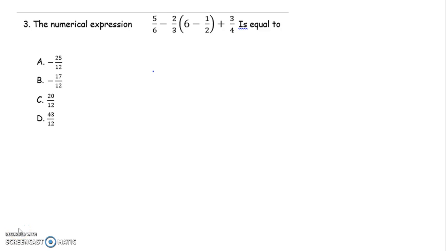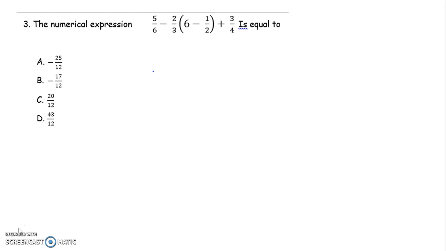All right, this problem is going to help you work through number 3 on the final exam review CR number 35. Hopefully you tried this out together and now you can just check against what I've done. It says the numerical expression 5/6 minus 2/3 times the quantity 6 minus 1/2 plus 3/4 is equal to.